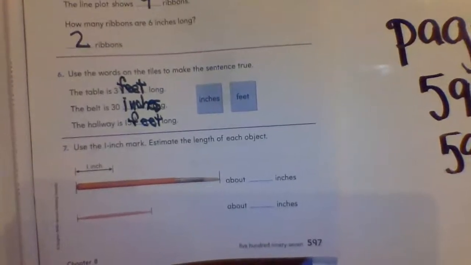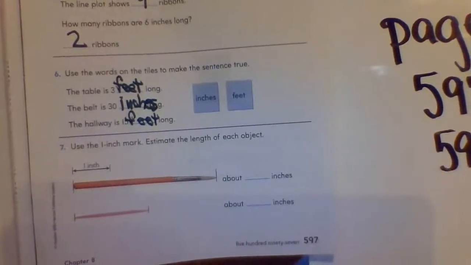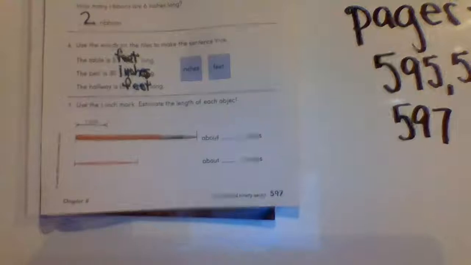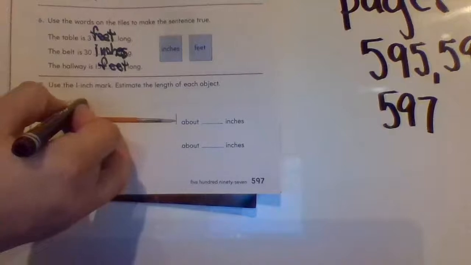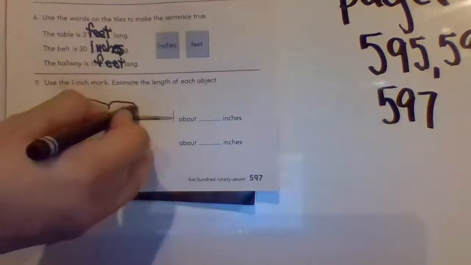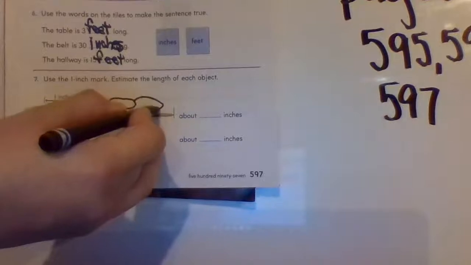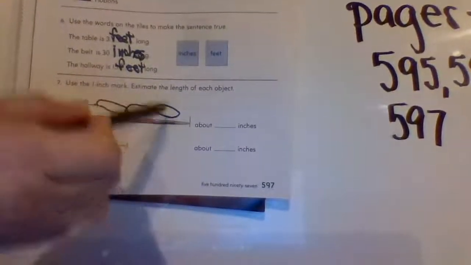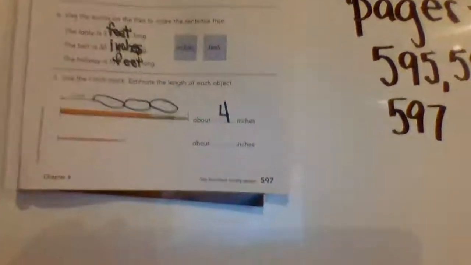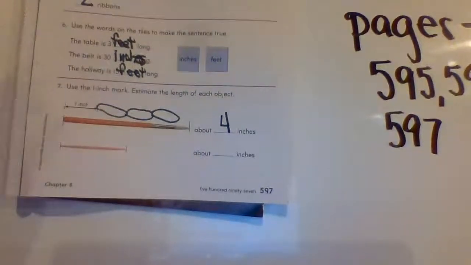All right, and number 7, use a 1-inch mark. Estimate the length of each object. All right, so if you want to use your ruler, you can, but we're just estimating. So it's kind of like when we did the beads. So I'm going to keep drawing about 1-inch long beads across to estimate about how long it is. So I'm going to say that that first paintbrush is about 1, 2, 3, 4. It's about 4 inches long. Doesn't have to be exactly right. If you got 5 inches, that probably would have been pretty close too.